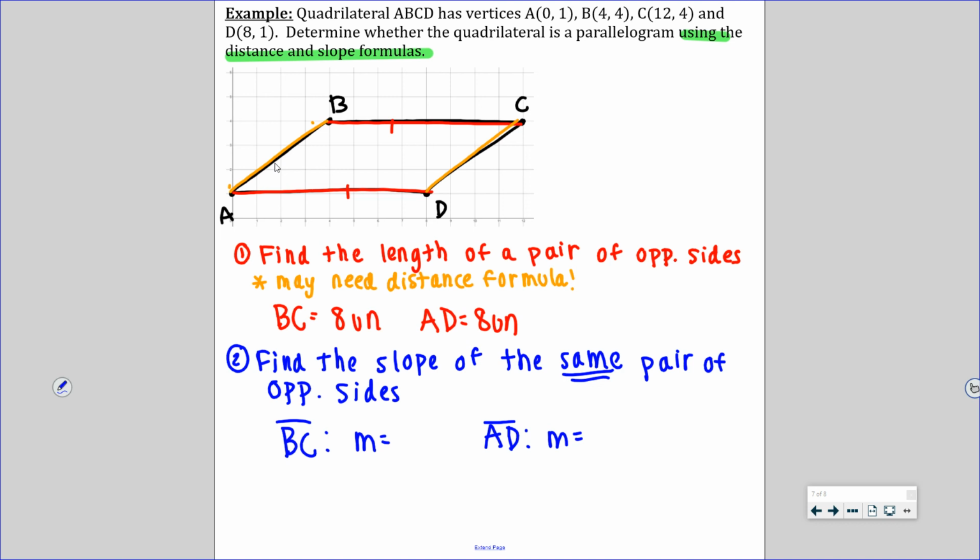Who can tell me what the slope of a horizontal line is? Raise your hand. What is the slope of a horizontal line? Walker, you gonna do it? 0. Nice! 0!